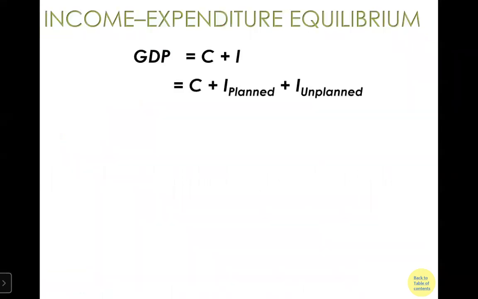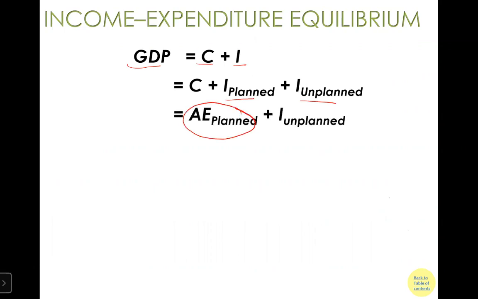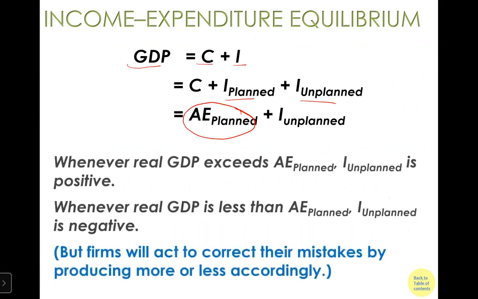Now this mathematically shows you the graph we just discussed. GDP equals C plus I, but I equals I planned plus I unplanned. The first two terms are called aggregate expenditure planned. Whenever GDP is greater than this one, this term is positive. Whenever GDP is less than this term, this is negative. And then we are going to have adjustment.